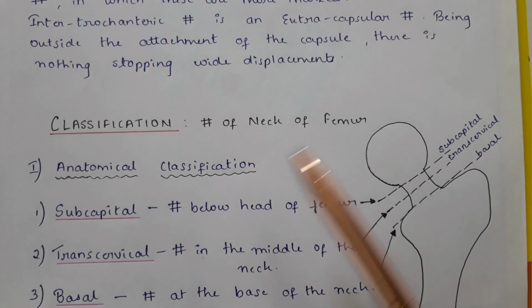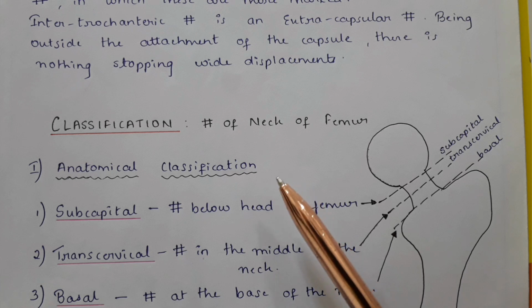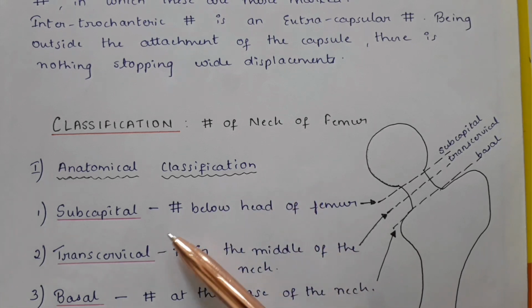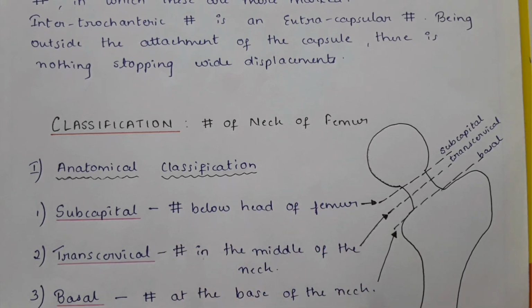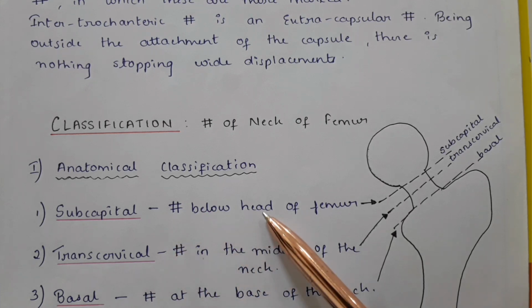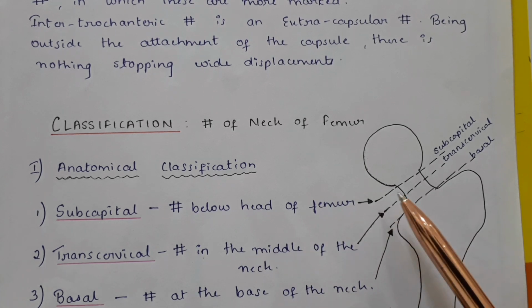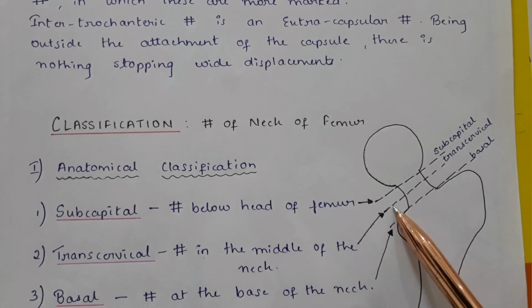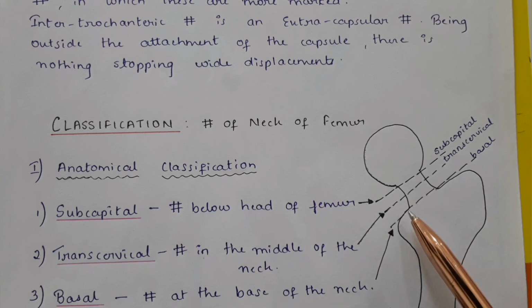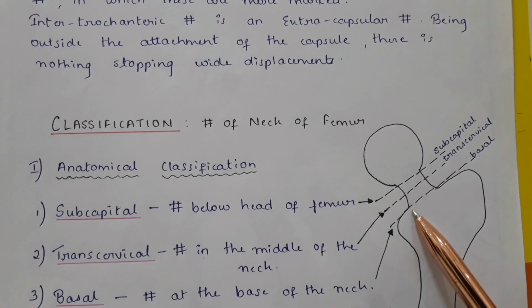Classification of the fracture of neck of femur. The first one is anatomical classification. Under this we have three types, that is the subcapital, transcervical and the basal fracture. In subcapital fracture, you see fracture below the head of the femur. In transcervical, the fracture occurs in the middle of the neck. In basal fracture, the fracture occurs at the base of the neck.